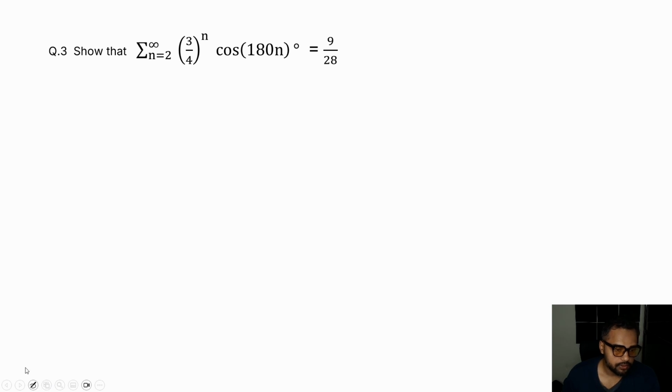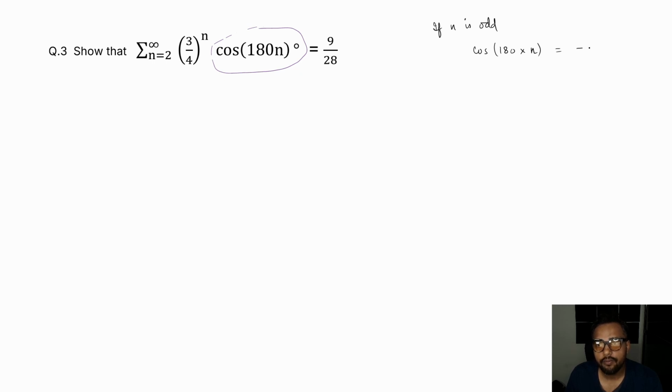This is one of the good questions they have given in this recurring relation. Now let's do it. They have given a certain series. Now if n is odd, I'm just taking this term for your convenience, I'll be breaking it into parts. So if n is odd, cos 180 cross of n, what will be the value? We'll be getting negative of 1 raised to the power n.